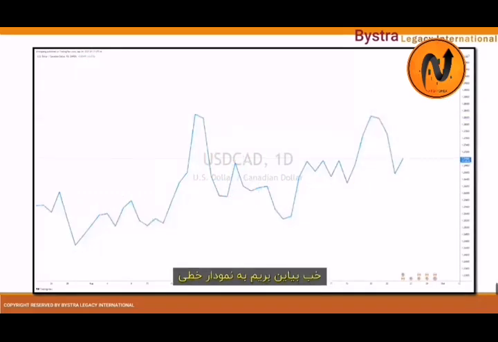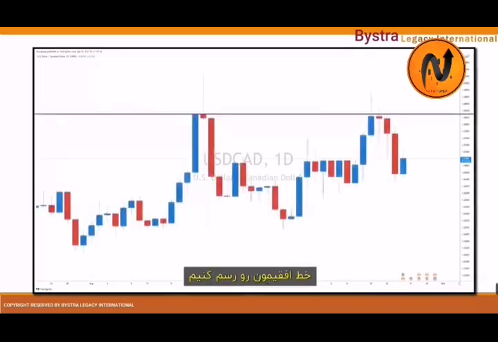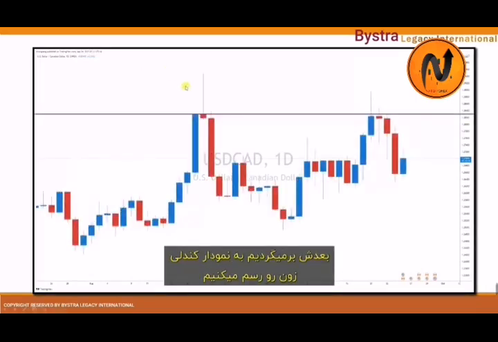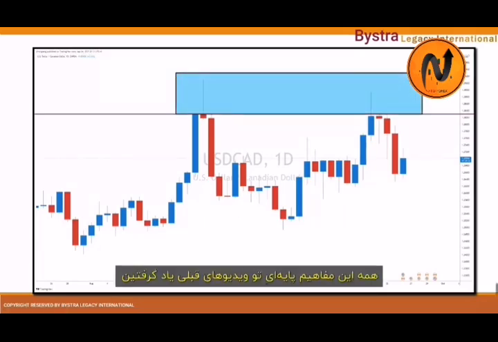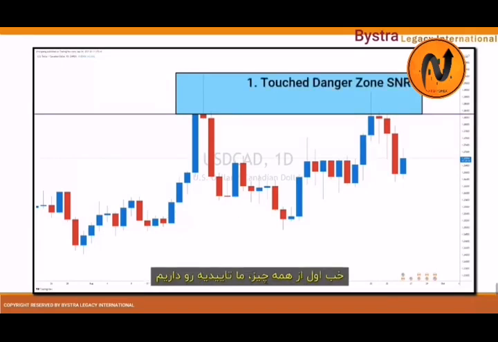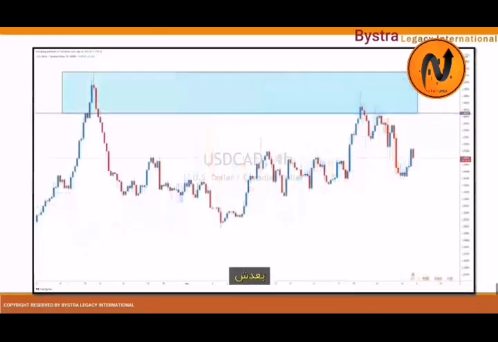So let's move on to the line chart. Mark our horizontal line. Next, we go back to the candlestick chart. We mark the zone. So all of this basic you have learned in the previous video. Make sure you are familiar with this right now. So first of all, we have the confirmation that the price has touched the danger zone SNR, which is the daily resistance. Next, we go to the H4 time frame.